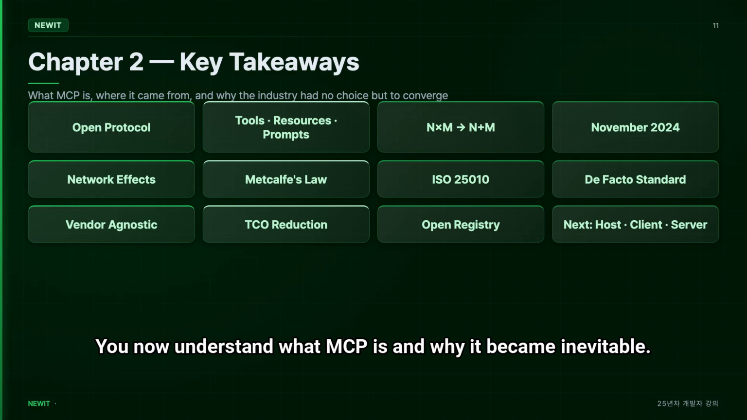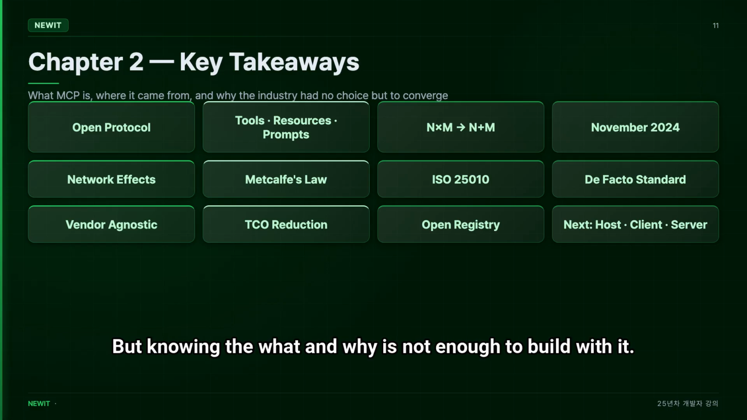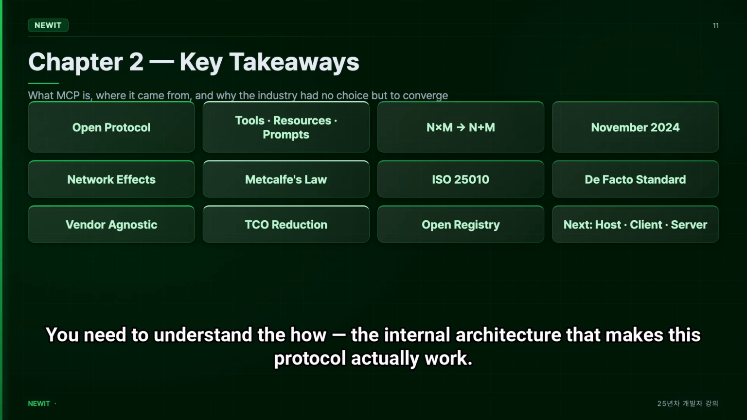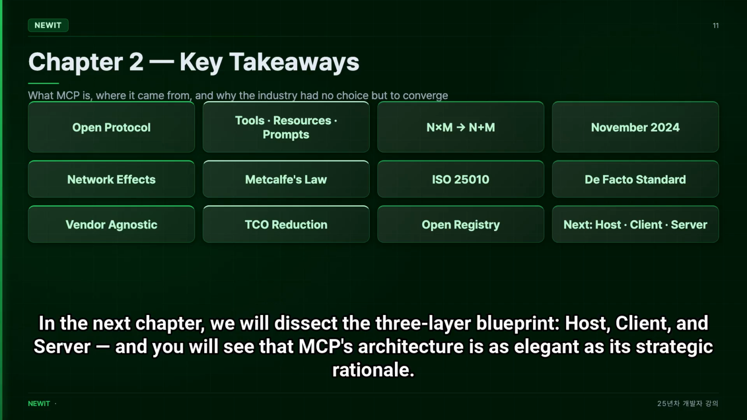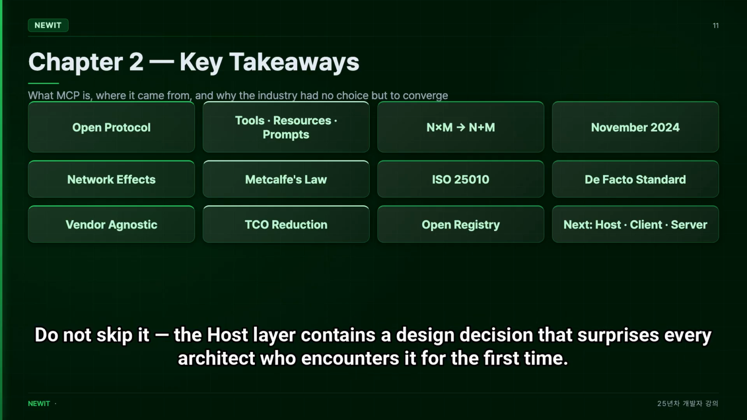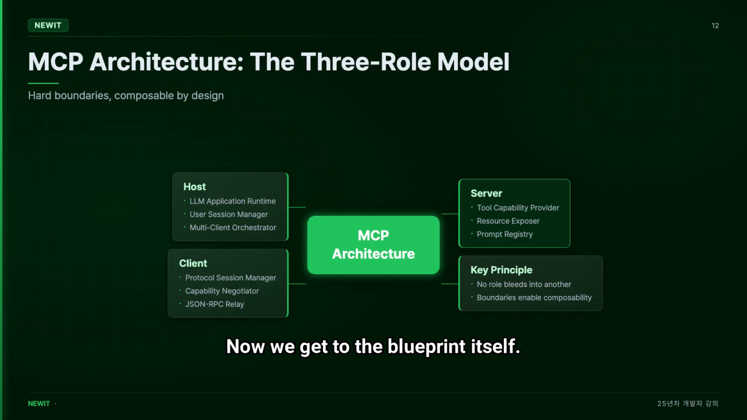You now understand what MCP is and why it became inevitable. But knowing the what and why is not enough to build with it. You need to understand the how, the internal architecture that makes this protocol actually work. In the next chapter, we will dissect the 3-layer blueprint: host, client, and server, and you will see that MCP's architecture is as elegant as its strategic rationale. Do not skip it. The host layer contains a design decision that surprises every architect who encounters it for the first time. Now we get to the blueprint itself.